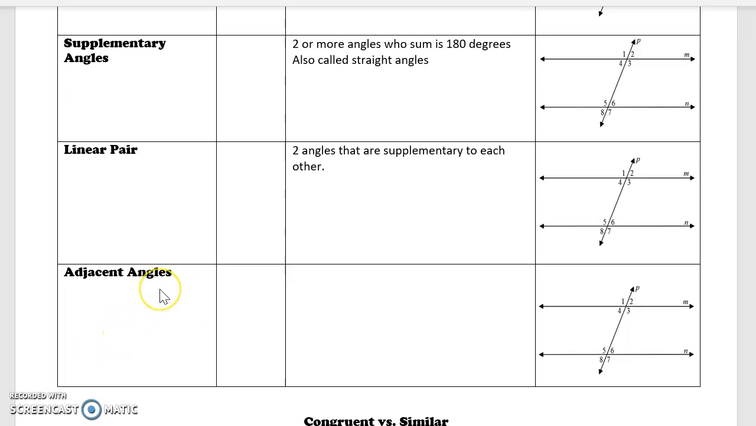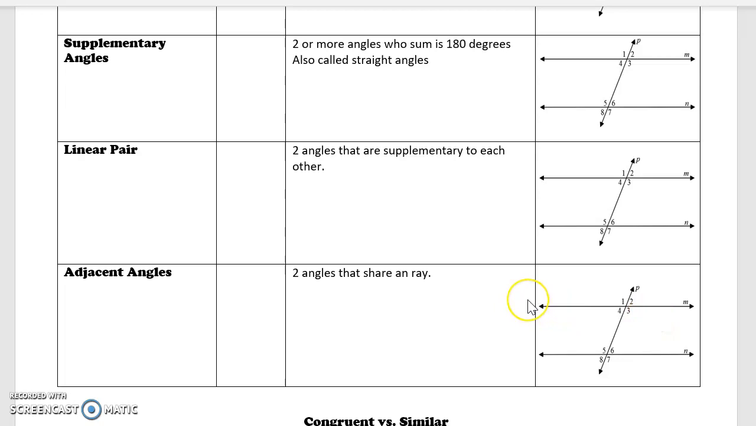All right, let's look at adjacent angles. A lot of the time people will say that linear angles and adjacent angles have the same definition. To me, there's a difference. You can have a linear pair and not share a ray or part of the angle. Adjacent angles have to share a ray. Adjacent angles are two angles that share a ray.